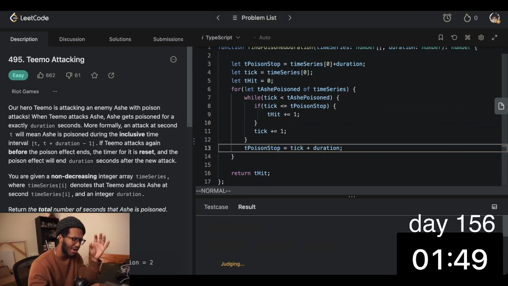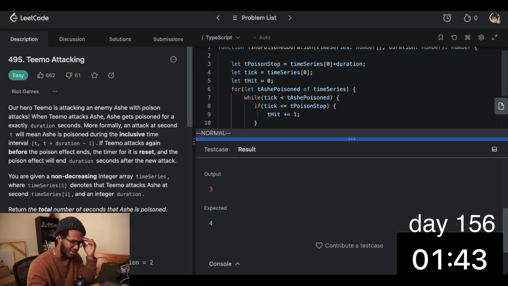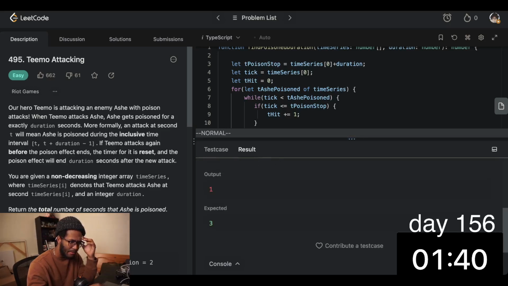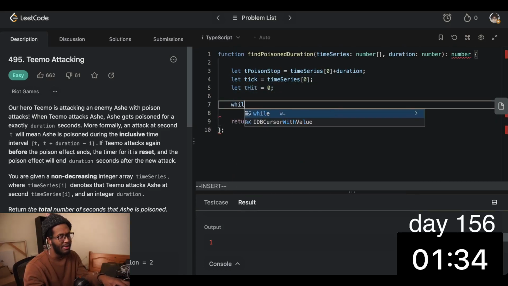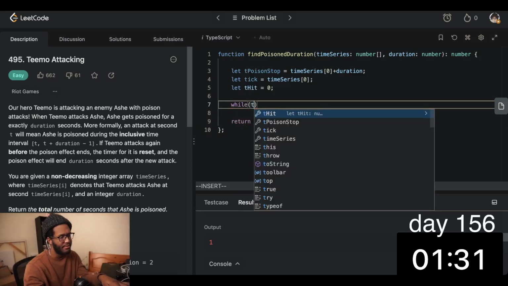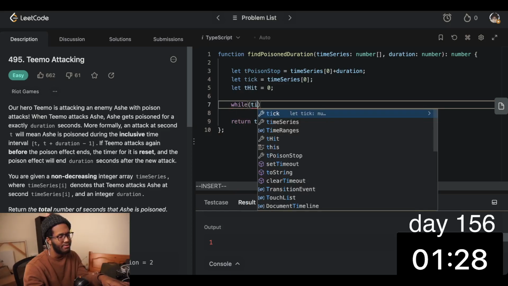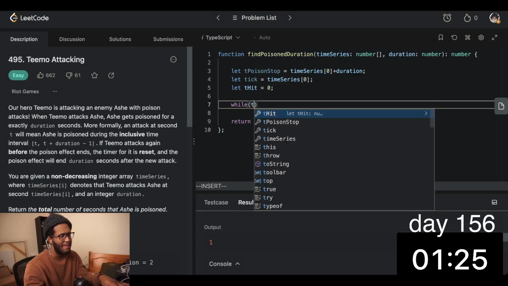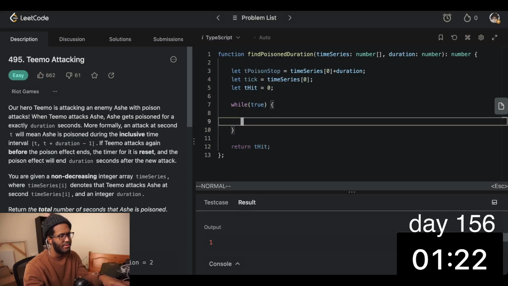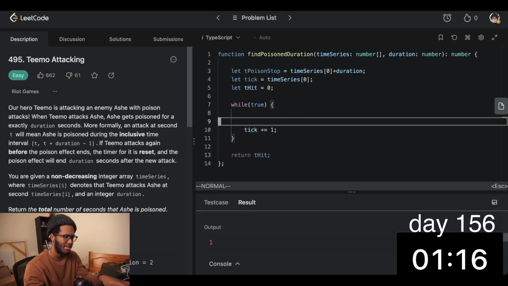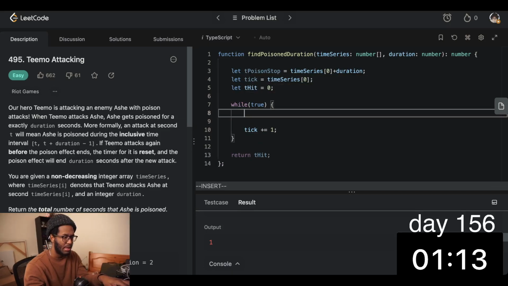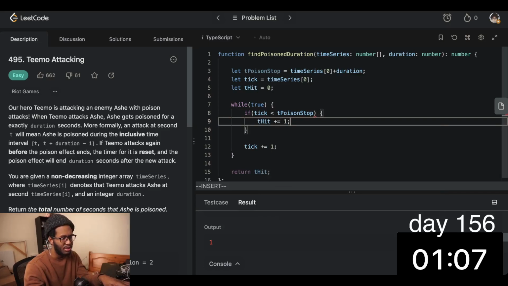I don't understand why I made this so confusing. I don't even understand what I'm returning. I think I made this really convoluted. There should just be an outer tick, and we'll just say plus equals 1 at the end. We can say if tick is less than T poison stop, say T hit plus equals 1.